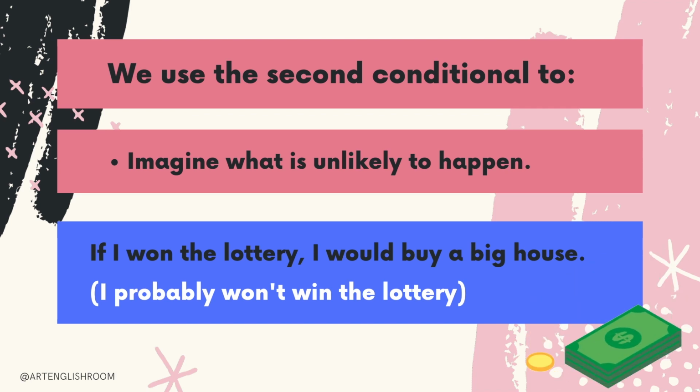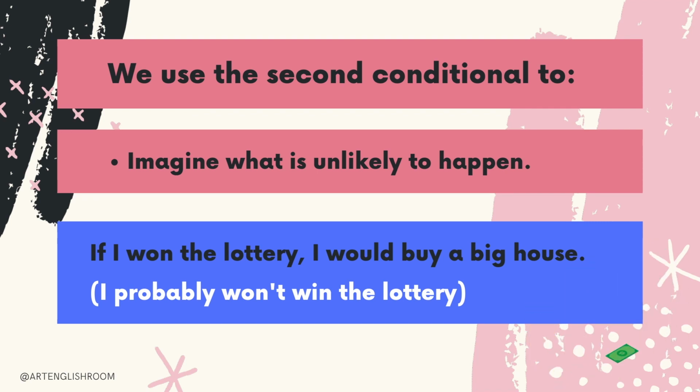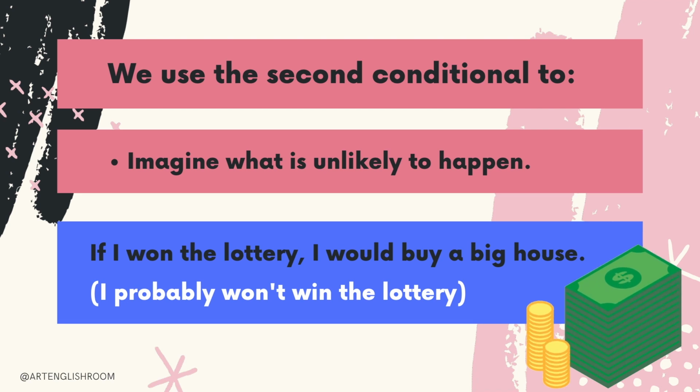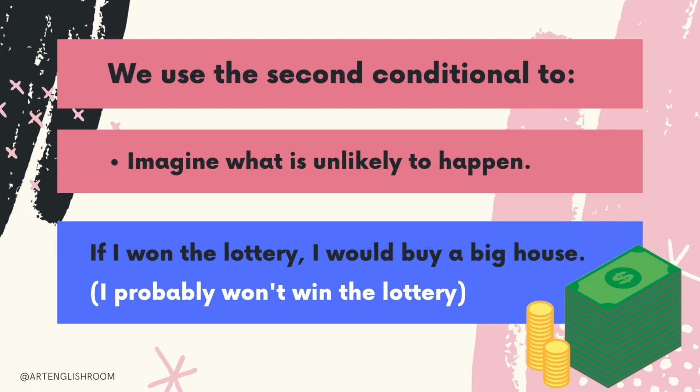Now, we are going to work on different examples using the second conditional. In the first case, we are going to see a situation that is unlikely to happen. We are going to imagine it. If I won the lottery, I would buy a big house. I probably won't win the lottery.